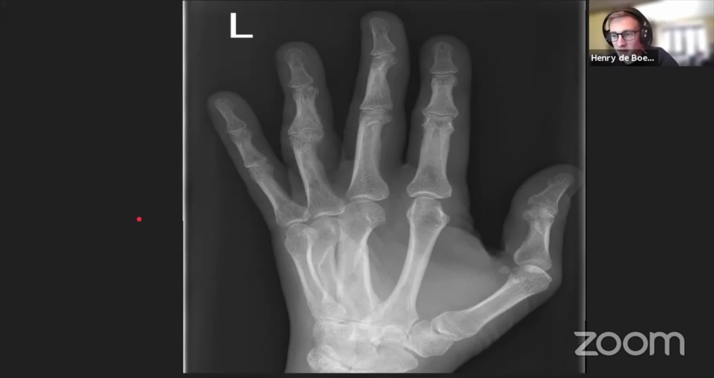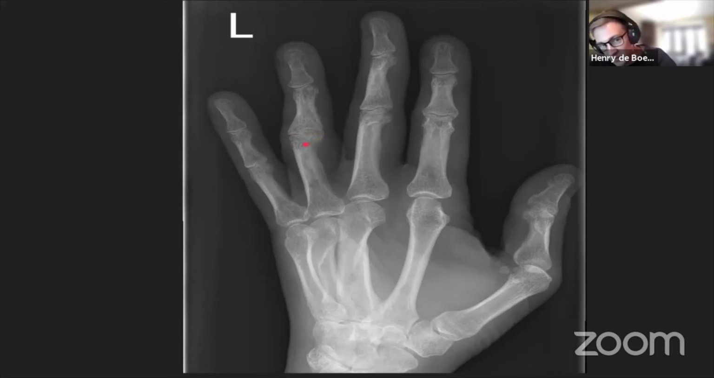Okay, so let's go through the answers. Tracing the bony cortices, how do I spot osteoarthritis? This is really mild, and maybe this joint is the one that's most catching my eye. But the way we look for osteoarthritis is narrowing of the joint space and osteophyte formation.